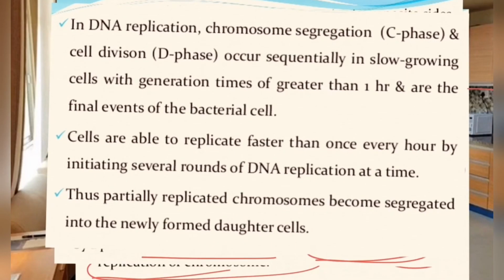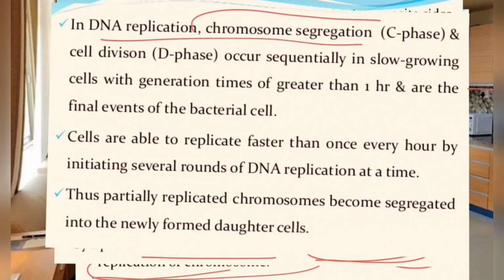Let's make another slide where we study DNA replication and chromosome segregation. Chromosome segregation, the C phase, and cell division are the two steps in bacteria. First comes the separation of the chromosomes, segregation, where it goes from double to single stranded. Then the replication process is called the C phase, and after that, when the cell is large enough to divide, this is called cell division, the D phase.